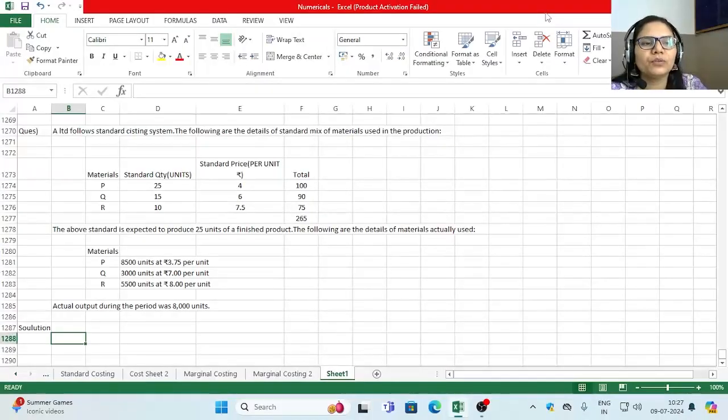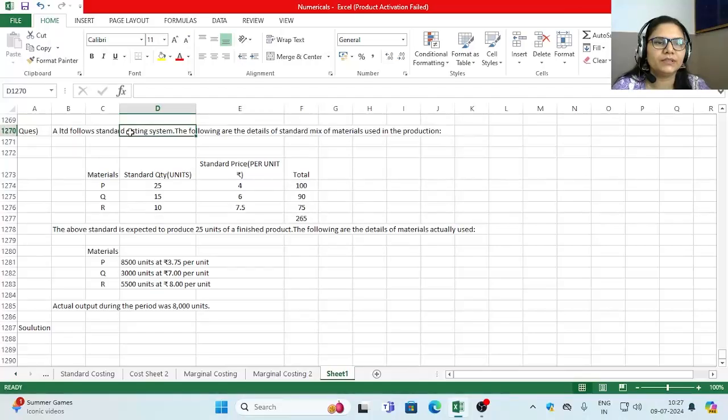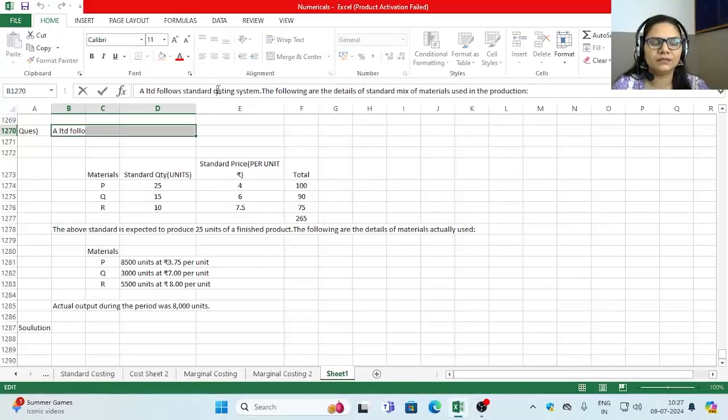A Limited follows a standard costing system. I think there is a certain mistake. No problem. We will correct it. Standard costing system.